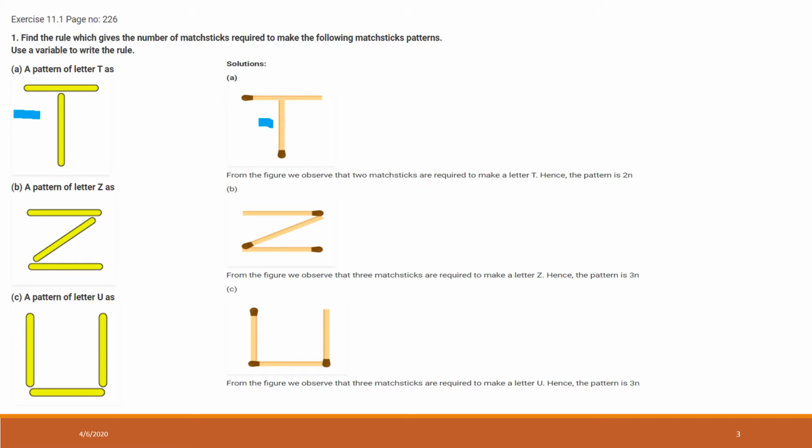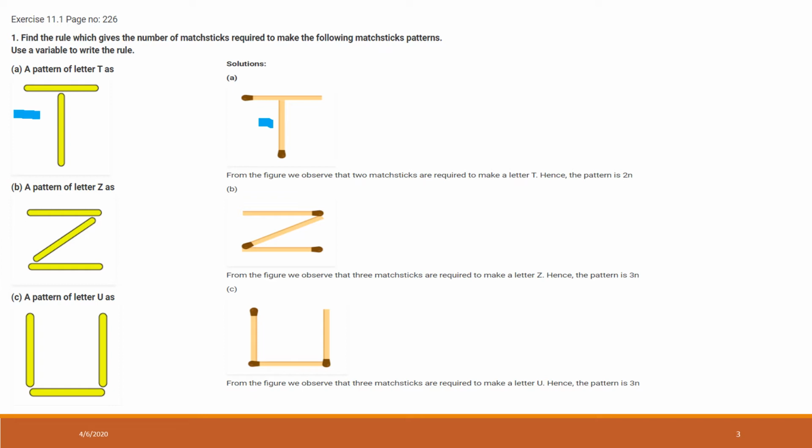So by using matchsticks, you have to make this pattern. You see, how many matchsticks do you need? One for top and one for this bottom. Only 2 matchsticks. So what will be the rule? If we take the variable, the number of matchsticks as n, so we have used 2n. So n is the number of matchsticks. You can take it as x also, or any other variable. So 2n. That's it.